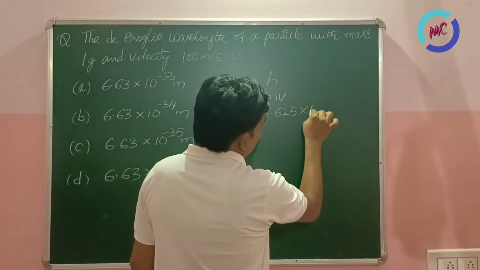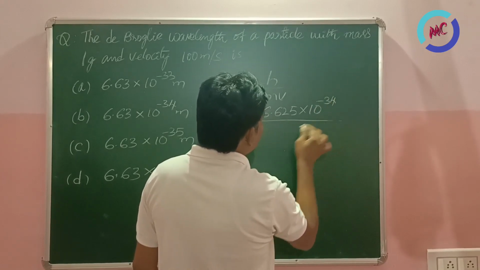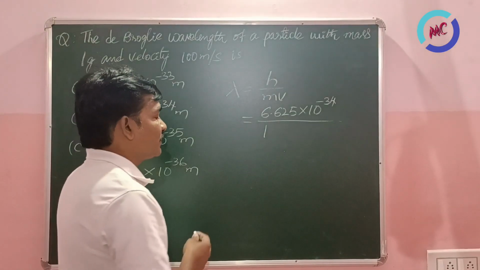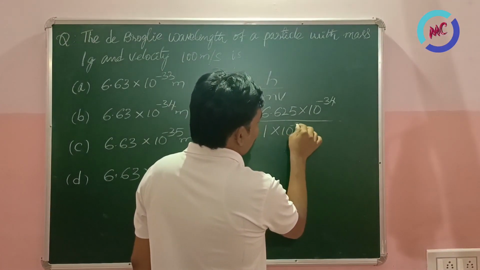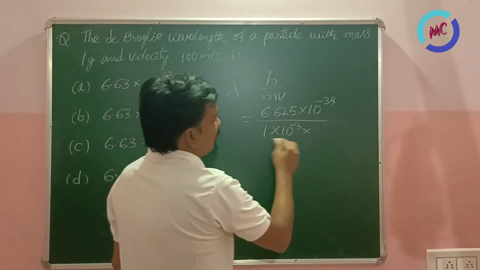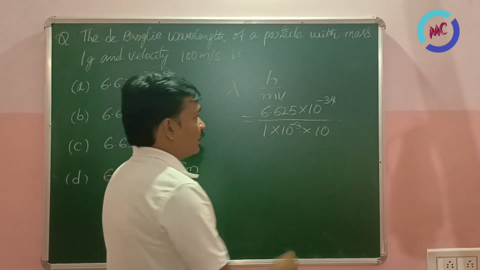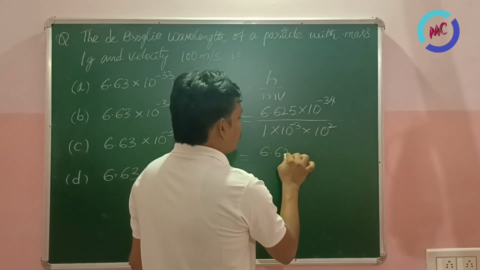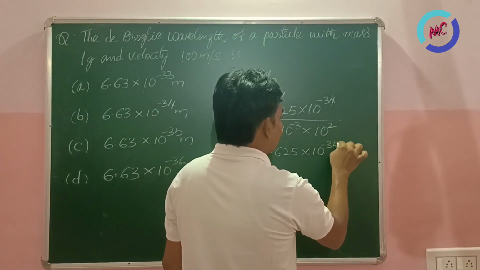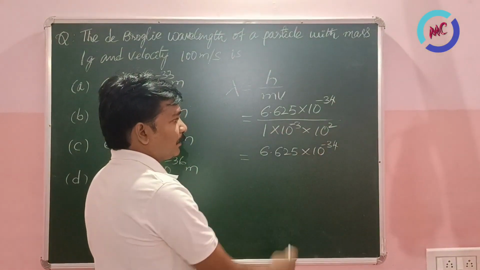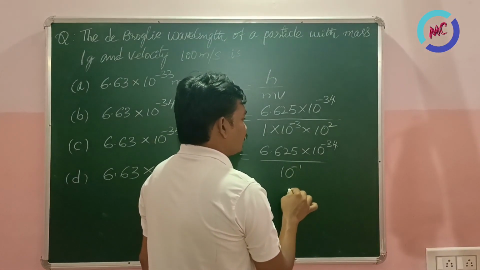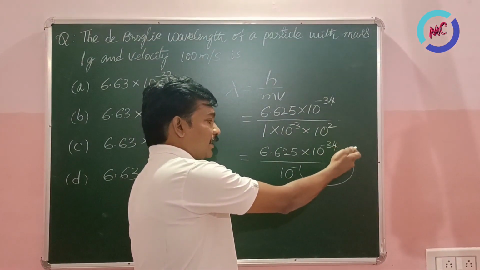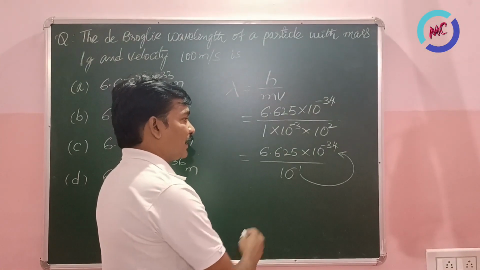6.625 into 10 to the power of minus 34 joule second divided by, what is the mass here? They gave mass as 1 gram, but here we have to convert grams into kilograms. 1 gram is equal to 10 to the power of minus 3 kilograms, into, what is the velocity given? 100. See here, we can write 100 as 10 square meter per second. If you simplify these two things, we will get 6.625 into 10 to the power of minus 34, 10 to the power of minus 3, 10 to the power of 2. If we simplify these two things, we will get 10 to the power of minus 1. And if 10 to the power of minus 1 moves up, it becomes 10 to the power of 1. And 10 to the power of minus 34 and 10 to the power of 1 is equal to 10 to the power of minus 33.